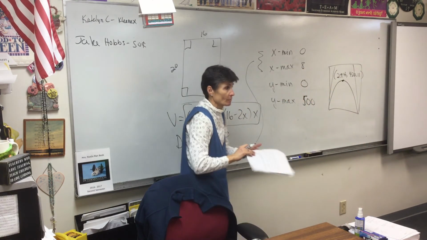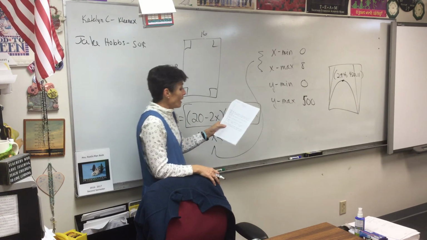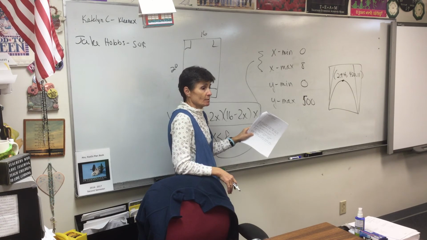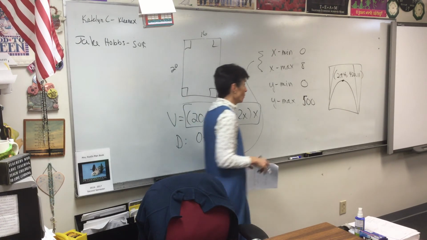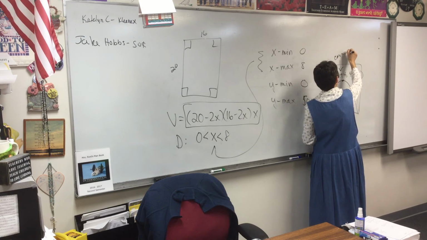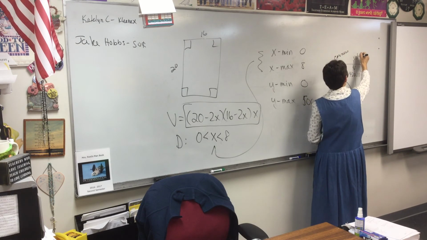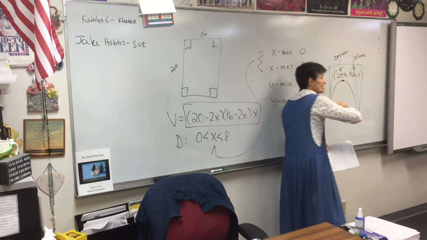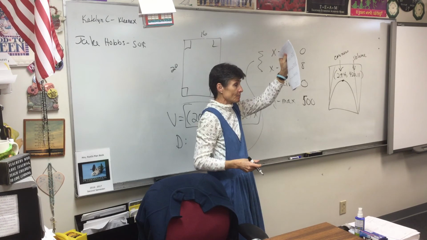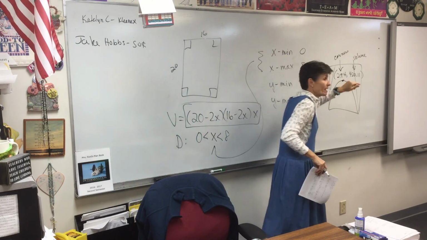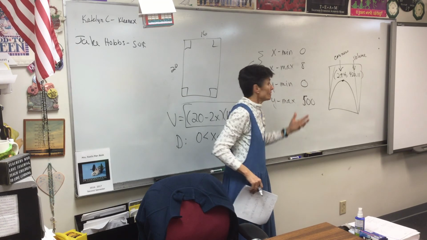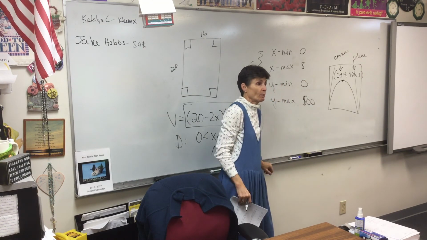Now, what size corners should be cut out? 2.94. This is your X, so this is the corners. This is your Y, so this is the volume. So if it says what size corners, then you're going to say 2.94. If it happens to say what is the volume, then you'll put 420.11.